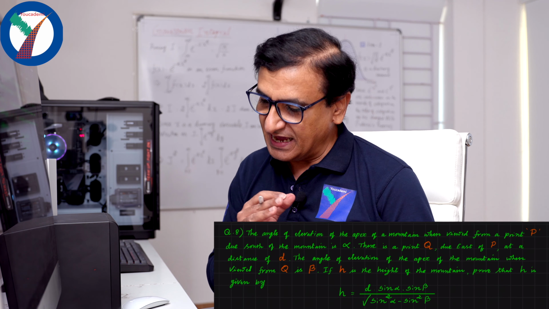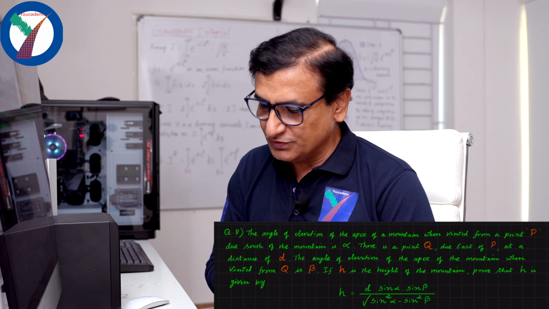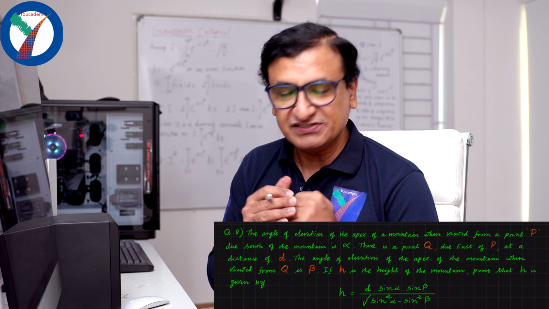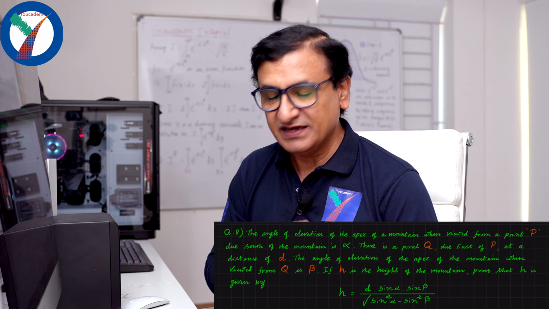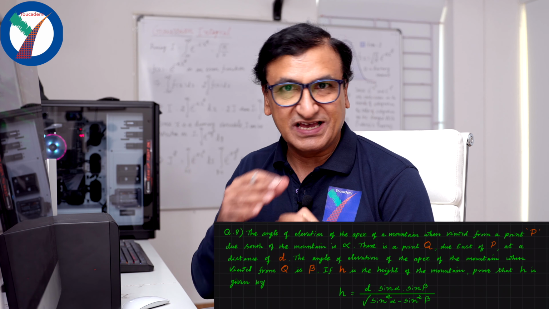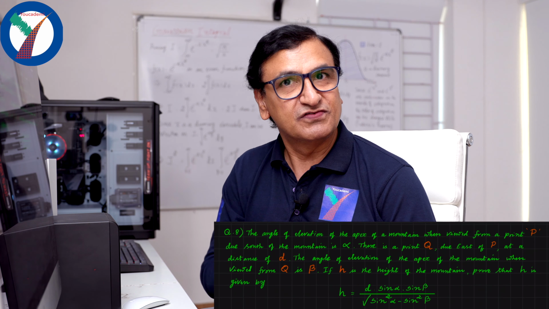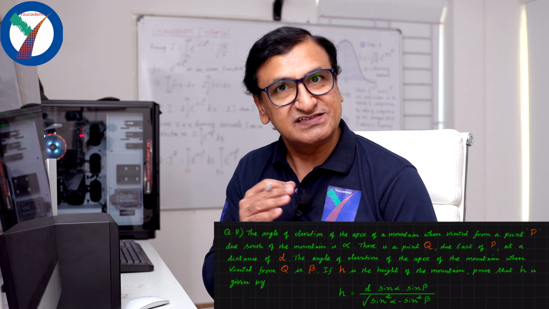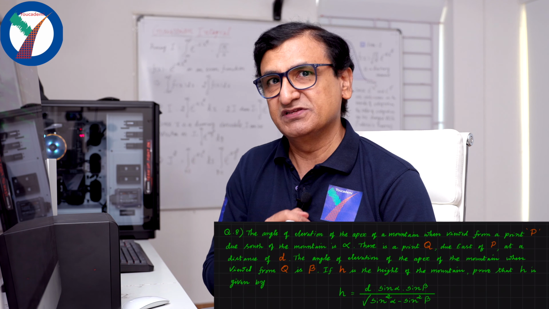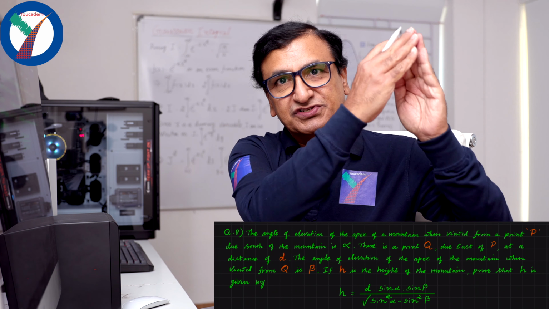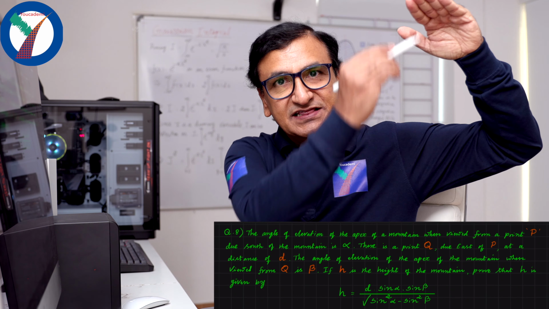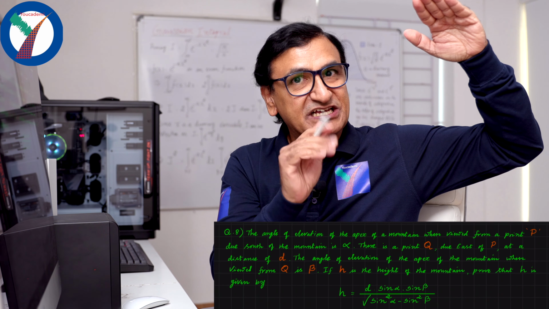If h is the height of the mountain, prove that h is given by h equals d multiplied by sine alpha multiplied by sine beta, whole thing divided by square root of sine square alpha minus sine square beta. Let me describe the situation for you. There is a mountain with apex A and the vertical height of the mountain is h.